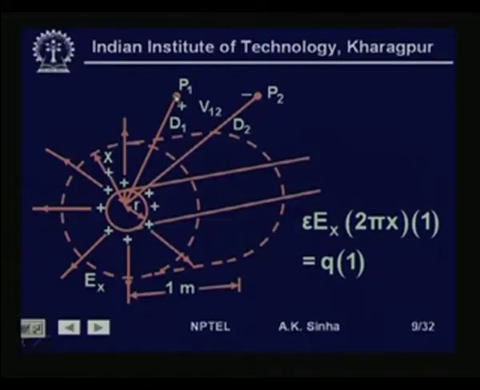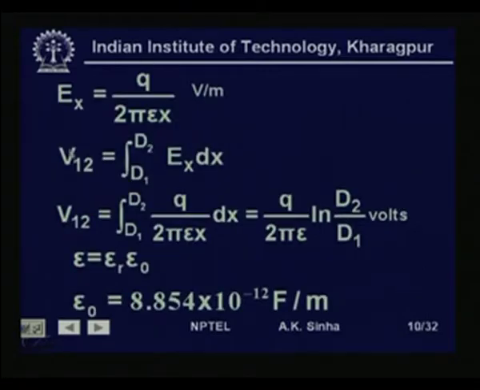So, if we want to find out the voltage difference between 2 points P1 and P2, which are at a distance d1 and d2 from the center of the conductor, what we need to do is integrate Ex from d1 to d2. So, the integral of Ex dx from d1 to d2 will give me the voltage difference V12.